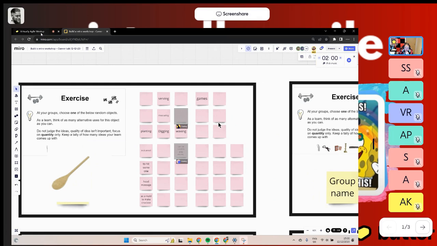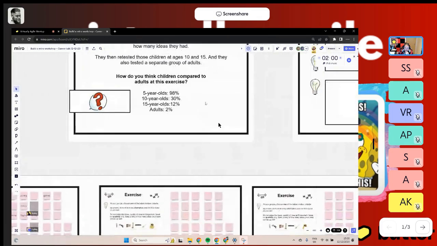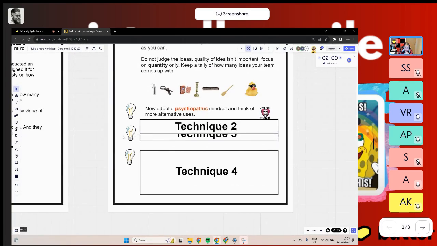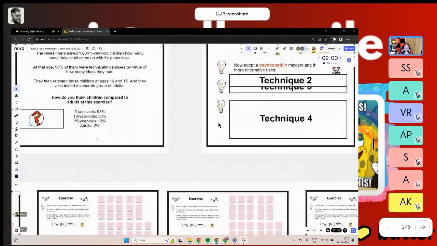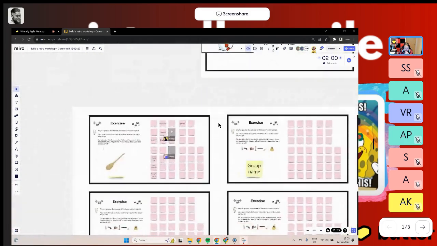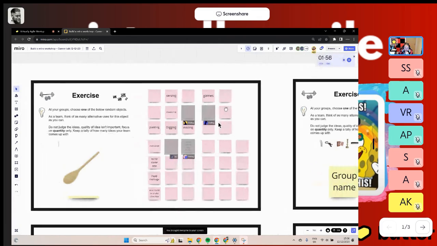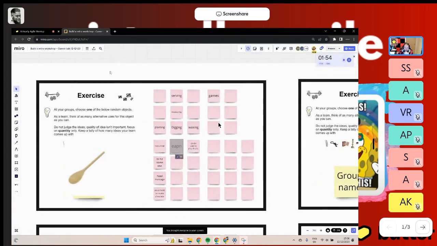In round one, we're just focusing on volume of ideas, looking for quantity. What we're going to do next is round 2. In this round, I want you to adopt a psychopathic mindset and think of as many more uses as possible. You're going to use this object now to harm people. I'm going to set the timer again. Start adding more uses for that object. A psychopathic mindset. How could we use that wooden spoon to do harmful things?